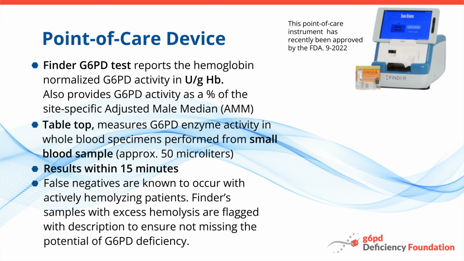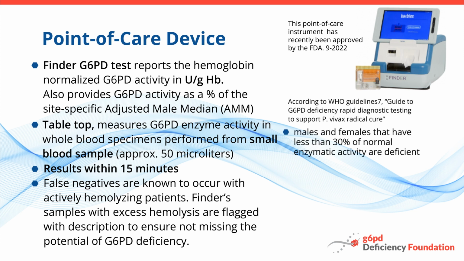Thus, care must be taken to evaluate an actively hemolyzing baby, and the test should be repeated under the recommendations of the American Academy of Pediatrics. Interpretation of the results is according to WHO Guideline 7, titled Guide to G6PD Deficiency Rapid Diagnostic Testing to Support P. vivax Radical Cure. It states, for males and females that have less than 30% of normal enzymatic activity are deficient.